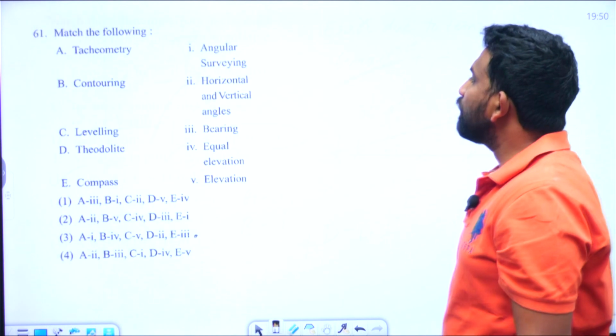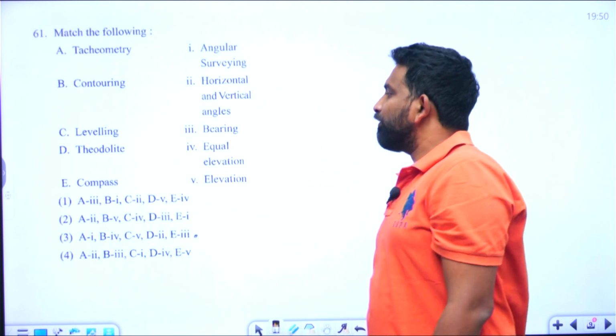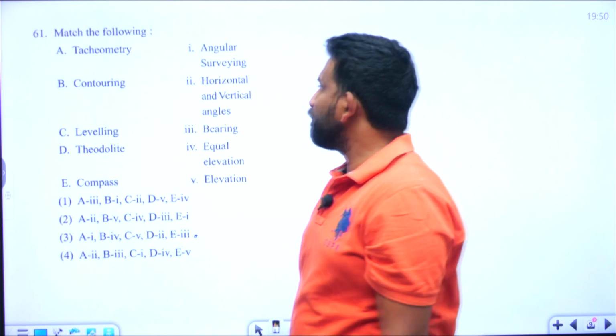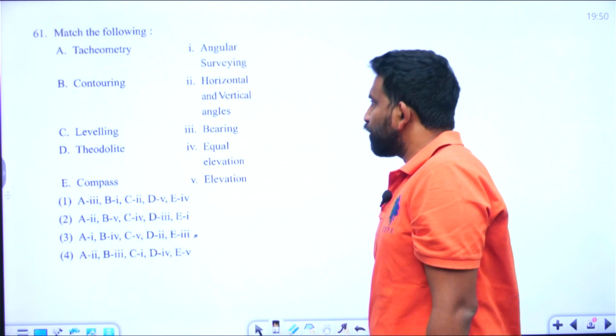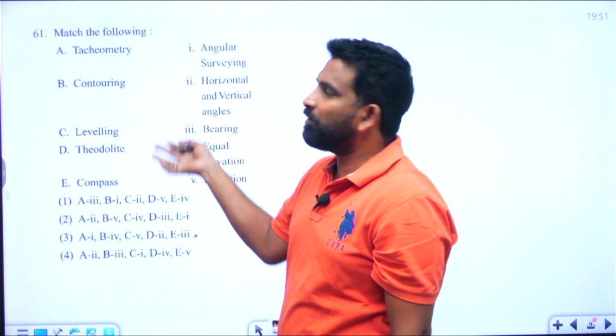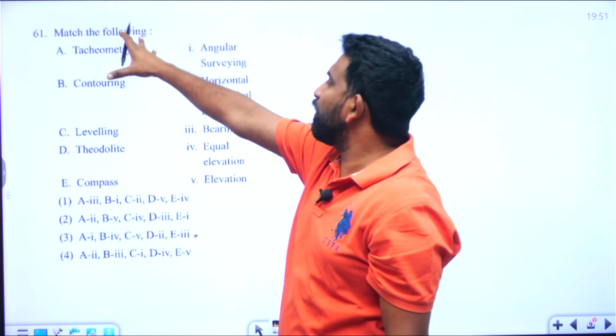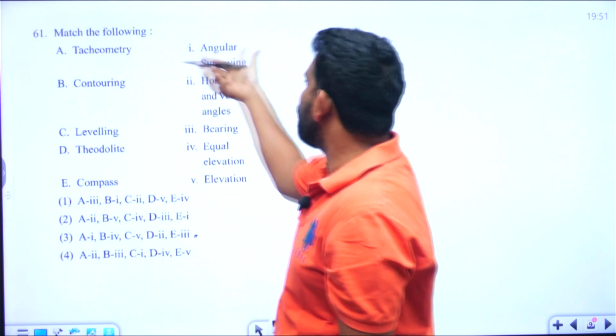Okay, so if you take the next question here, match the following. So tachymetry, contouring, leveling, theodolite, compass, different instruments were given here. That is, compass is an instrument, and leveling is a method, contouring is a method, tachymetry is also a method. If you try to understand this question here, multiple streams were covered in a single question. Now let us see how we are going to match these options for the given question.